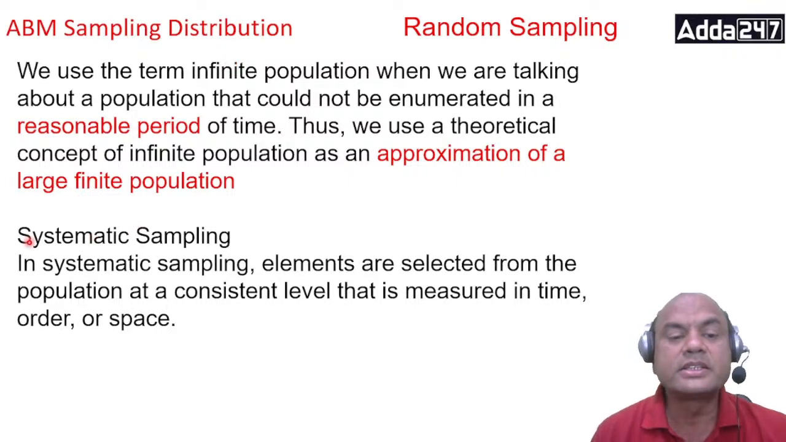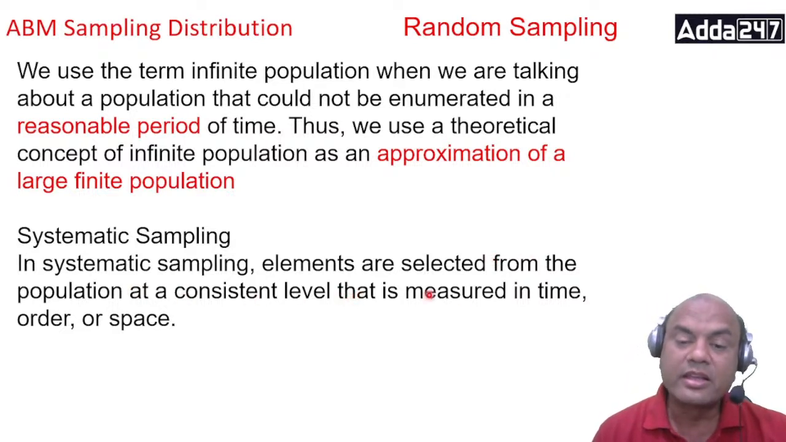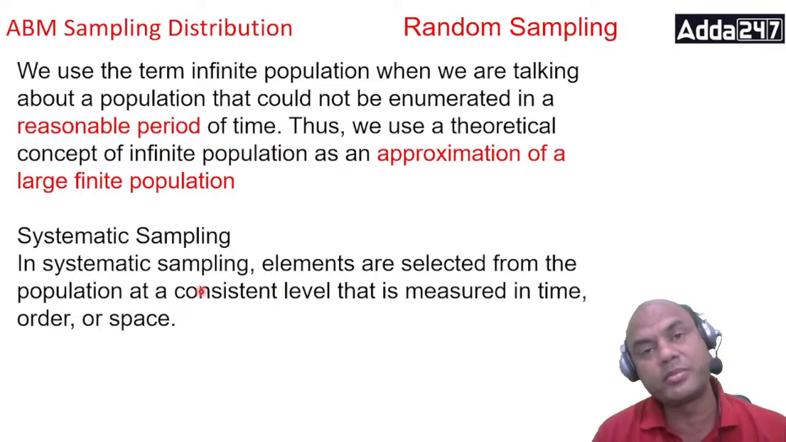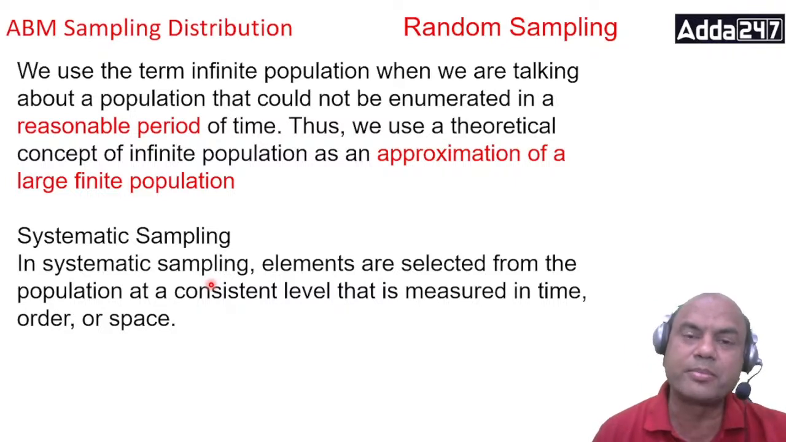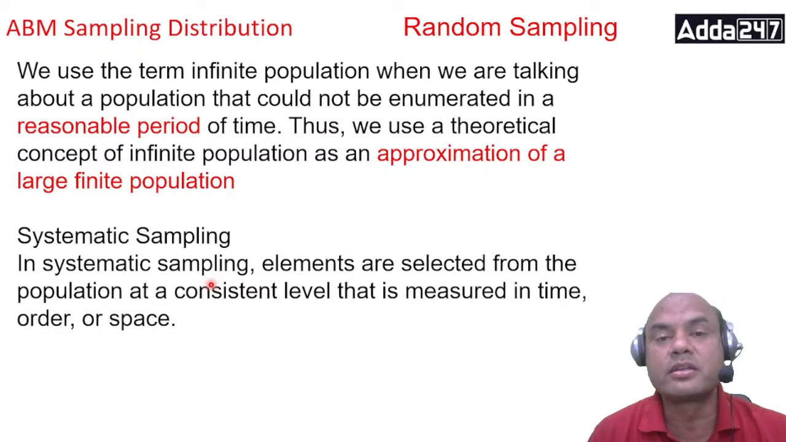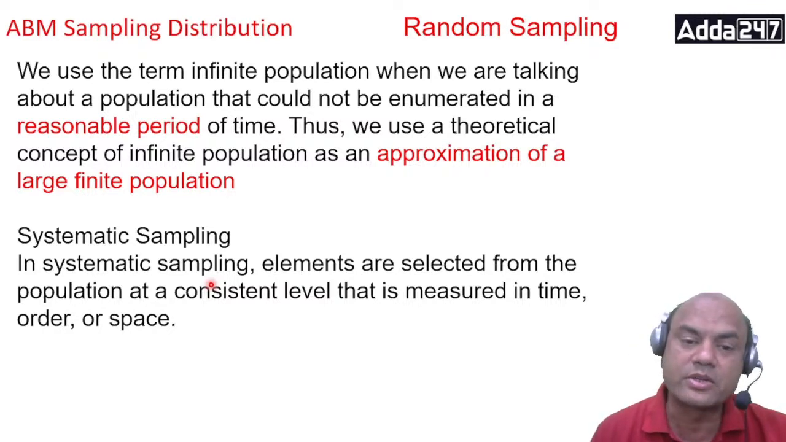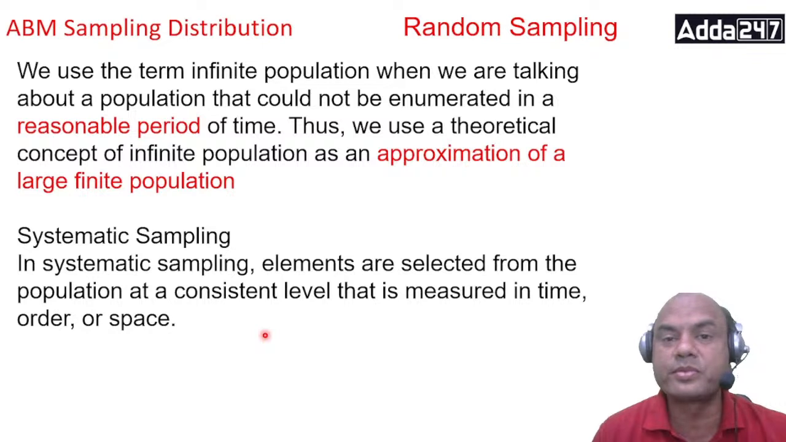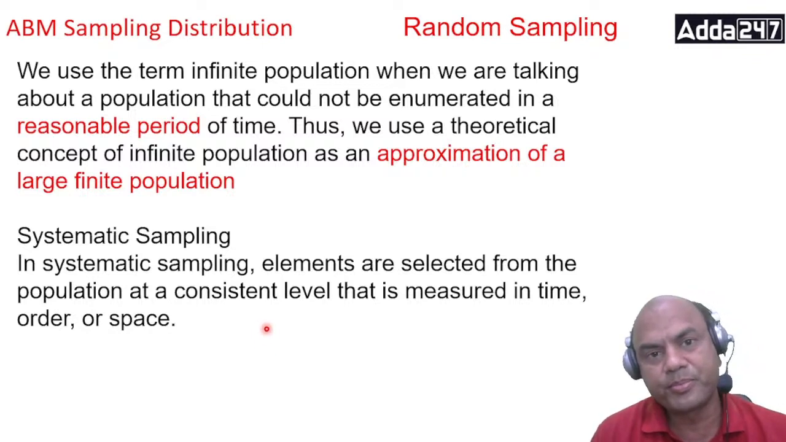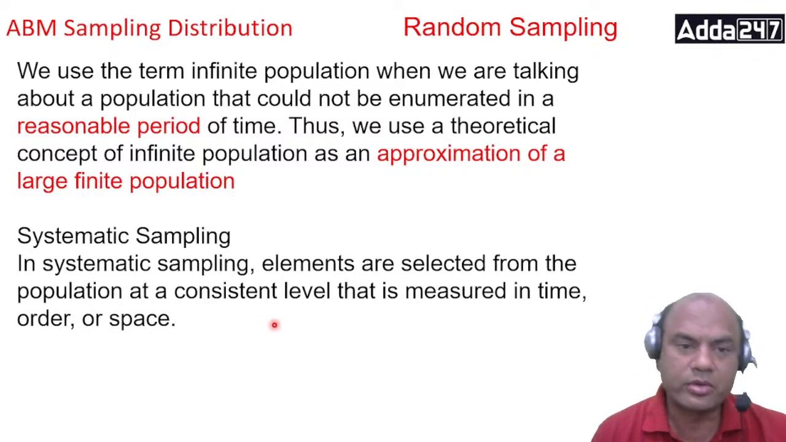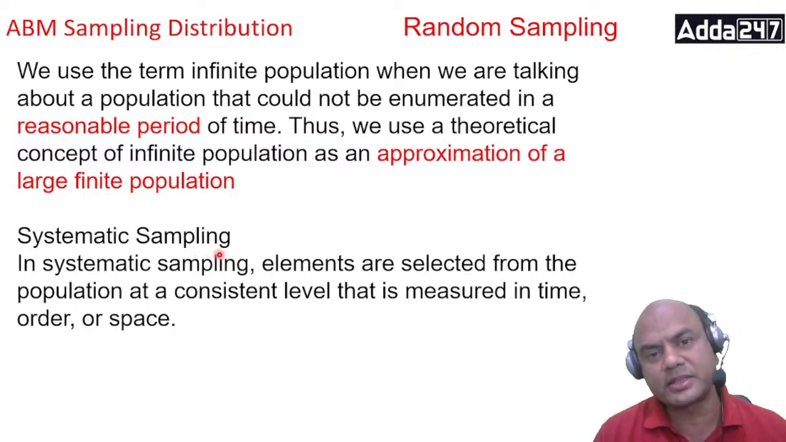Systematic sampling. In systematic sampling, elements are selected from the population at a consistent level that is measured in time, order, or space. Now, what do you mean by consistent level? Just now I showed you in that slide: every fifth student in the class of 60 students will stand in a row and come out. That's known as systematic sampling.